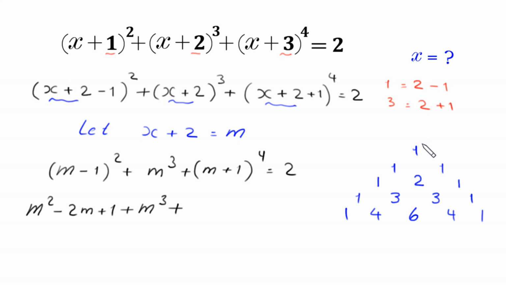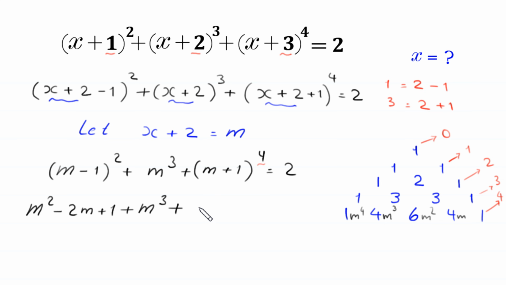Now this row is for 0 power, and this row is for first power, this row is for second power, and this row is for third power. So we use this row for fourth power because we have fourth power here. So with this one we write m to the power 4, and with this 4 we write m cubed, with this 6 we write m squared, with this 4 we write m, and this one remains constant.